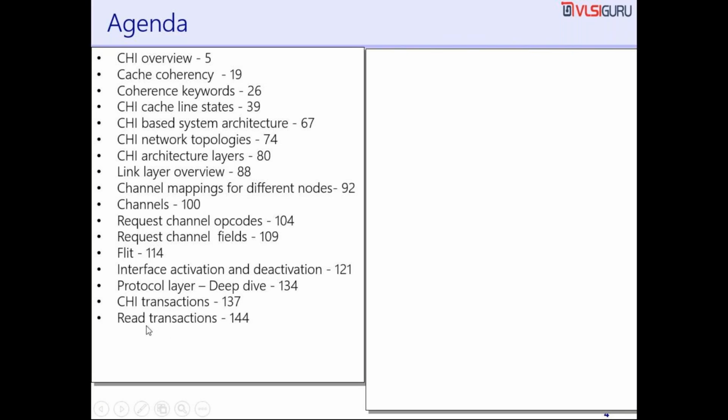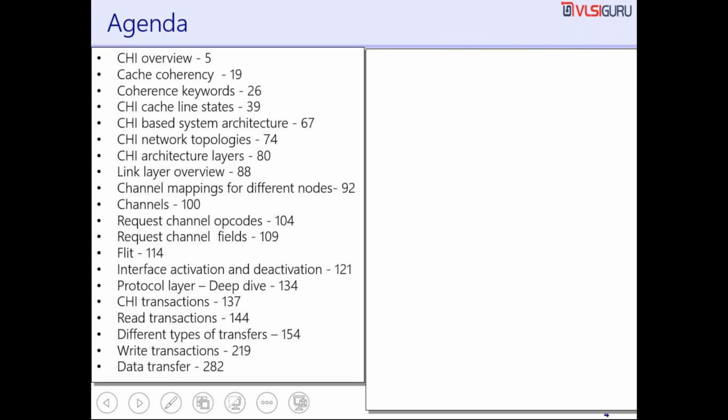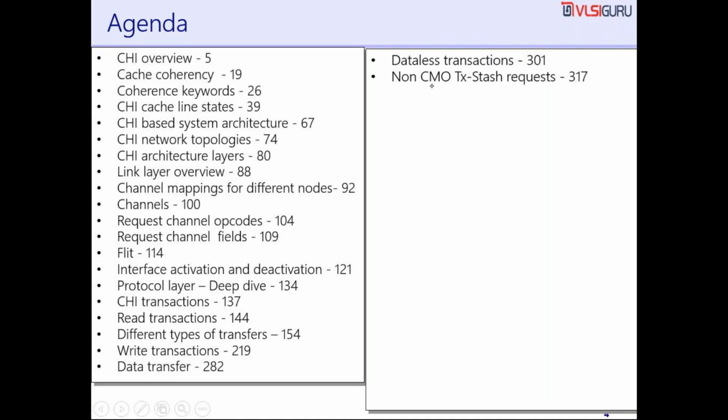Then we'll be going into the individual transaction categories, the read transaction. There we'll touch upon all the categories of the read transactions. Then we'll talk about different types of transfers, the write transactions. Then we'll talk about the data transfer. When you do write transactions and the data transfer is involved, how is it handled? In how many beats does it happen? All those things we'll touch upon. Then we'll also touch upon the third transaction category, that is dataless transactions. Then we'll talk about cache maintenance operations or non-CMO transaction stash requests. Then we'll also talk about combined write requests.